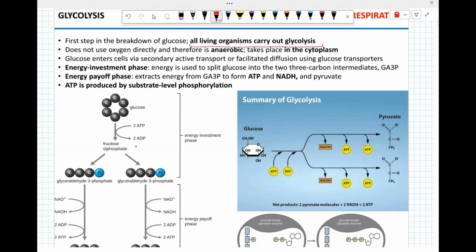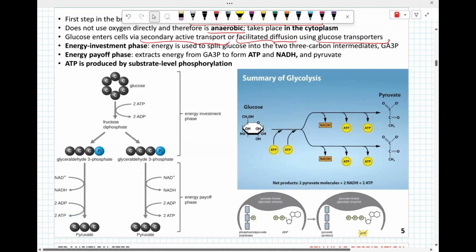So glycolysis is anaerobic. It can occur in the presence or in the absence of oxygen. It takes place in the cellular cytoplasm, whether we're talking about eukaryotes or prokaryotes. When glucose enters the cell, it utilizes, for the most part, secondary active transport, or it can use facilitated diffusion, getting into the cell through the specialized glucose transporters. Glycolysis can be divided into two phases.